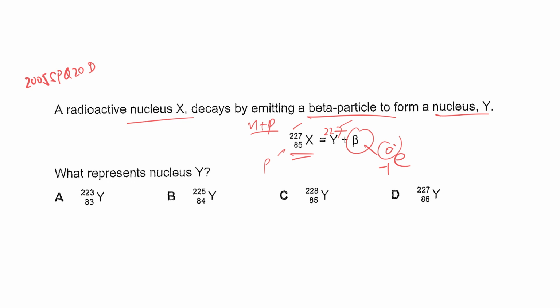Remember I said it's actually a neutron being converted to a proton, emitting an electron. So the proton number will increase by 1. 85 plus 1 will be 86. So the answer will be D, 227 and 86.